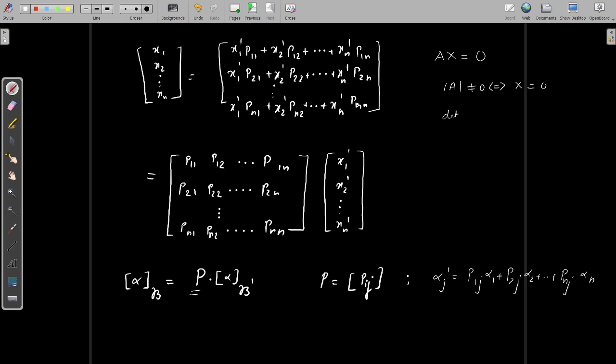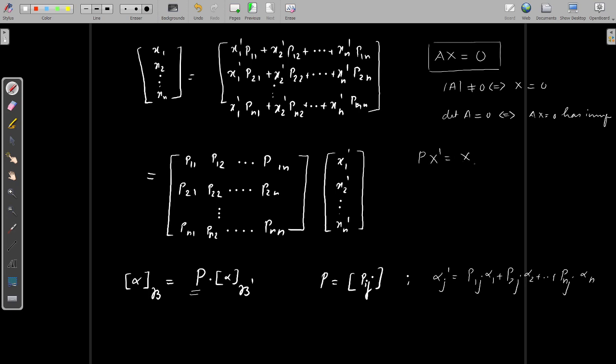Whenever the determinant of A is equal to 0, if and only if the system Ax = 0 has infinitely many solutions. So using this, whenever you prove that the system has only the trivial solution, we can say that the determinant of this matrix A is always non-zero. So consider the system Px prime is equal to x.